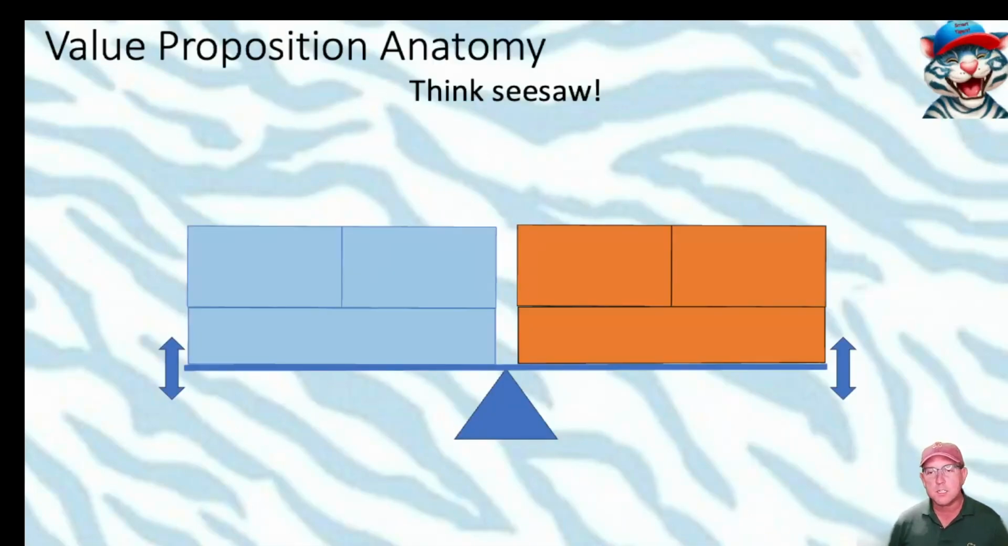All right, let's talk about the anatomy of a value proposition. Now, stick with me here. I want you to kind of think of a seesaw, and depending on how it goes, that is whether you'll have a strong value proposition or a weak value proposition. And in the blue boxes is what the company does. And in the orange boxes, that's what the customer experiences. All right, so let's start with the blue boxes.